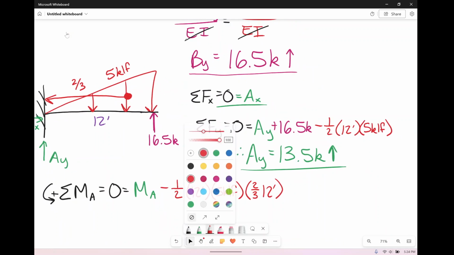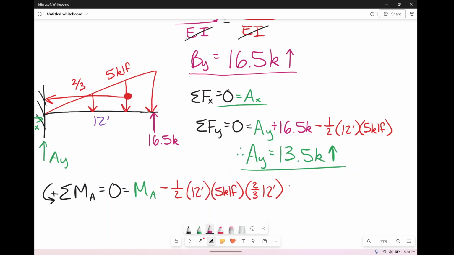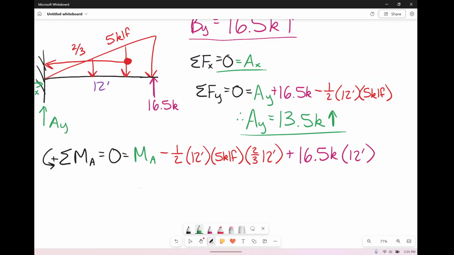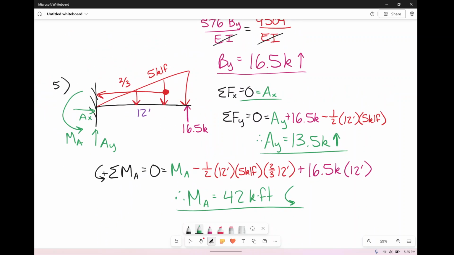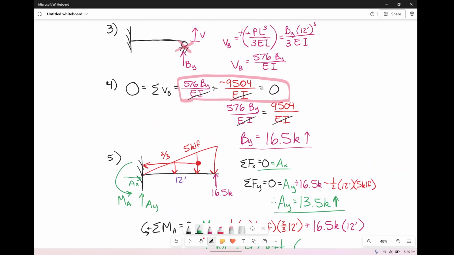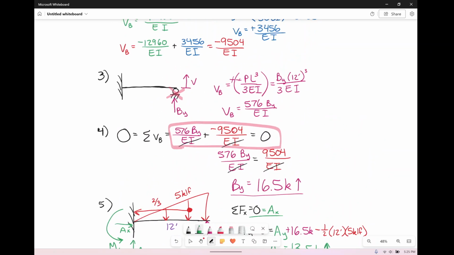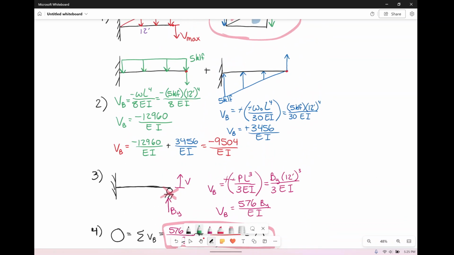That's how you get kip feet. And then we also have By in here. He's going to be going positively about our point A. That's 16.5 kips times his distance, of course, 12 feet. So plugging that into the calculator, we're going to get that the moment at A is equal to 42 kip feet, going the direction we actually drew it. So cool. You can see it's not actually too different to solve for our statically indeterminate system.